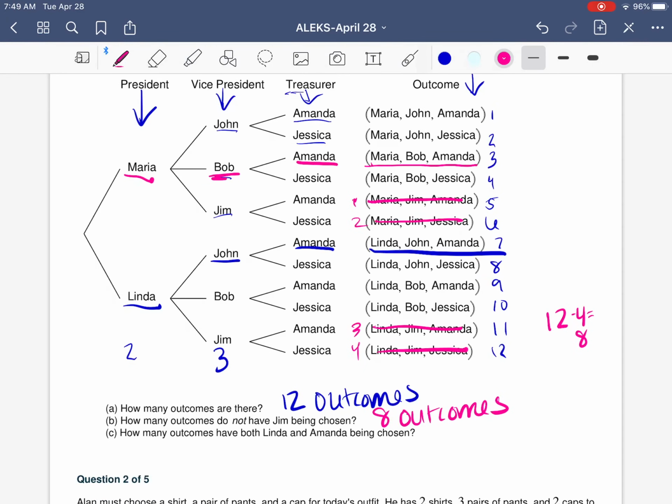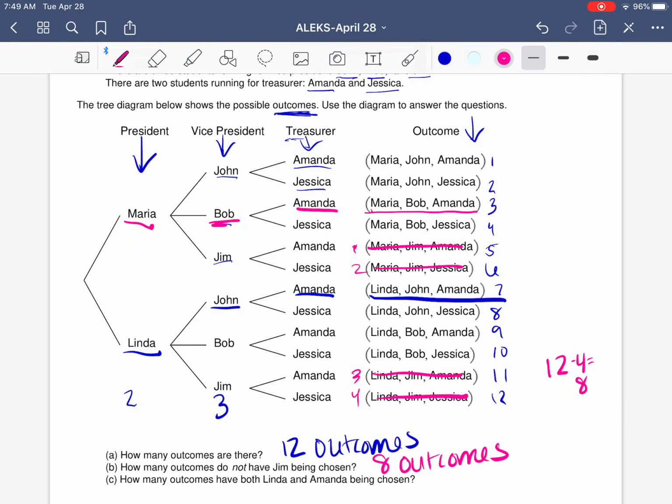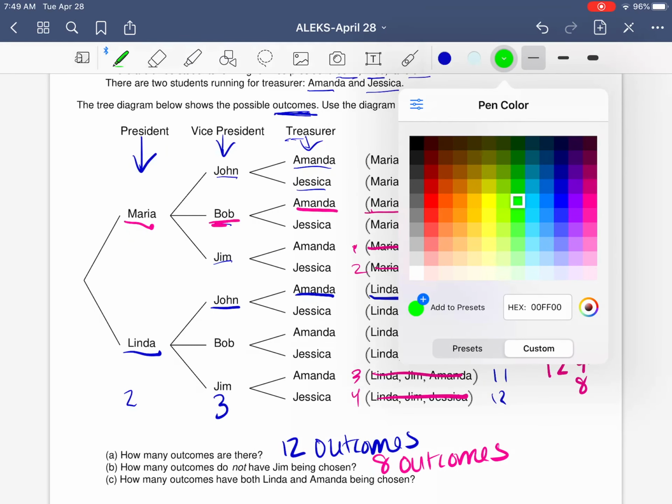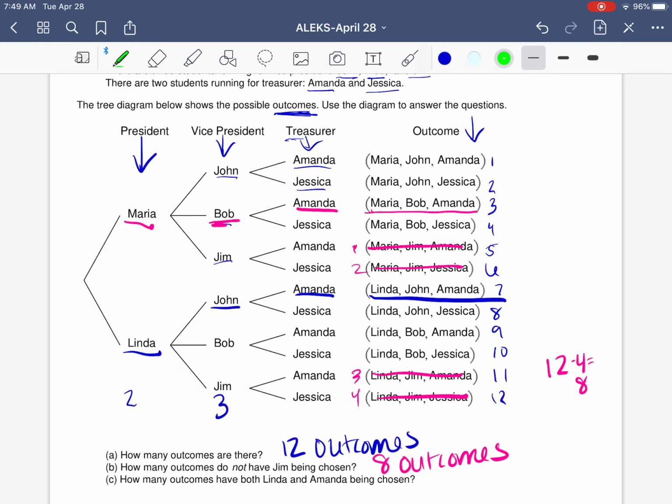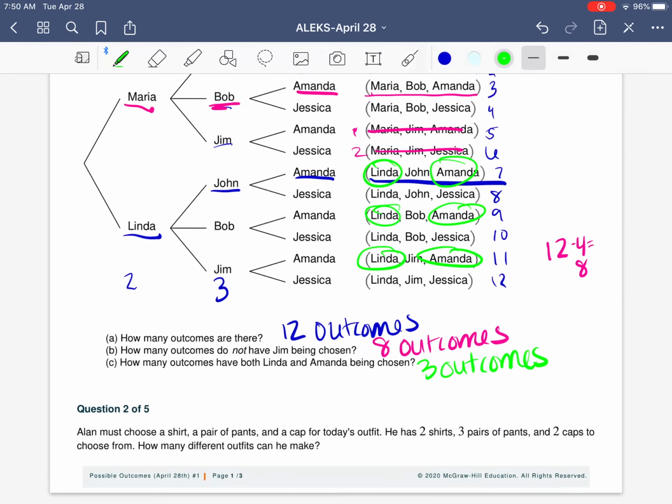And how many outcomes have both Linda and Amanda being chosen? So for this, let's see, we want to find how many of them have Linda and Amanda in it. So we're looking for ones that have Linda and Amanda. Here's one that has both of them. Here's another combination that has both of them. And we kind of erase those down here. But here's another one with both of them in them. So there are 3 outcomes with Linda and Amanda in it.